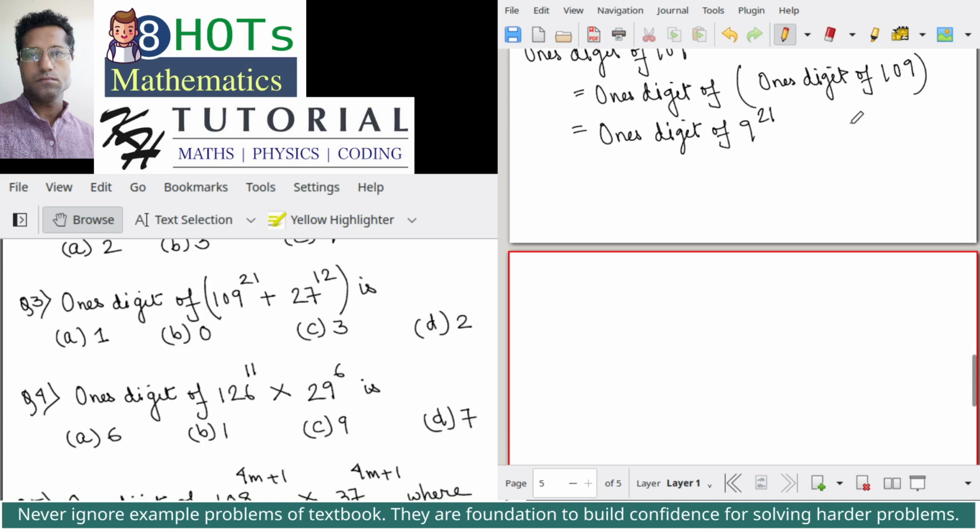For 9 it is very easy. 9 to the power 1 is 9, so the ones digit is 9. 9 squared is 9 multiplied by 9, which is 81, so the ones digit is 1. Now 9 cubed is 81 multiplied by 9, which is 729, and you see 9 is back again. So the ones digit goes 9, 1, 9, 1, 9, 1.